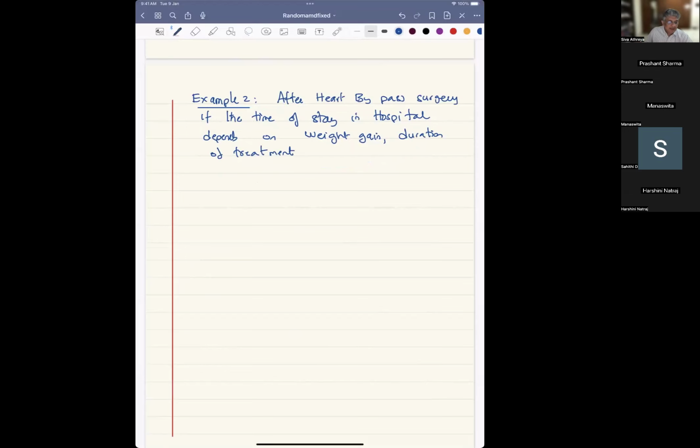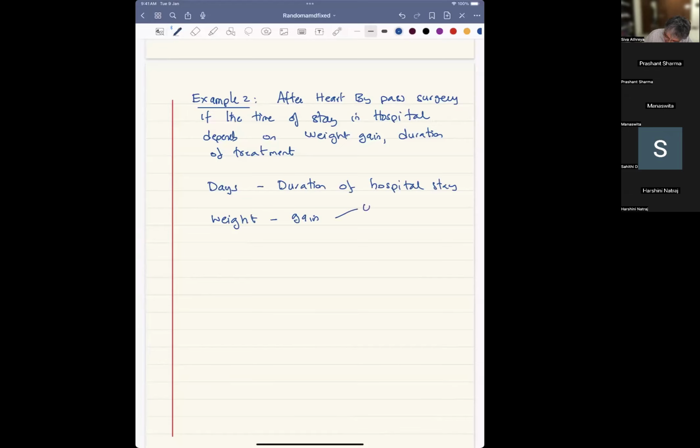So what you do, again, in this case, you have factors like the number of days they spend in the hospital. That's one factor that you have, and that's what you want to understand. Then days, let's say duration of hospital stay. Then this is the weight. So I want to understand weight gain. So let's say again I'll put 3 levels.